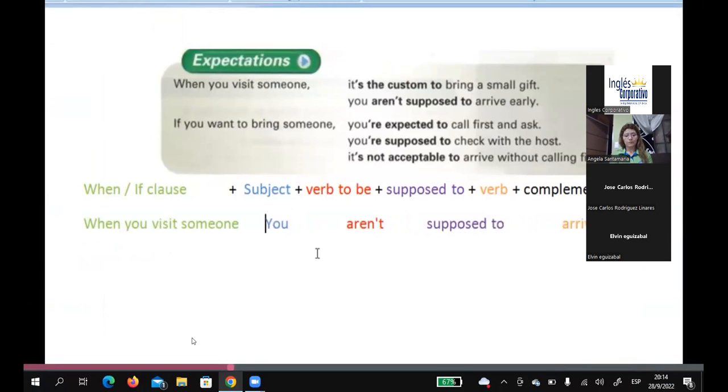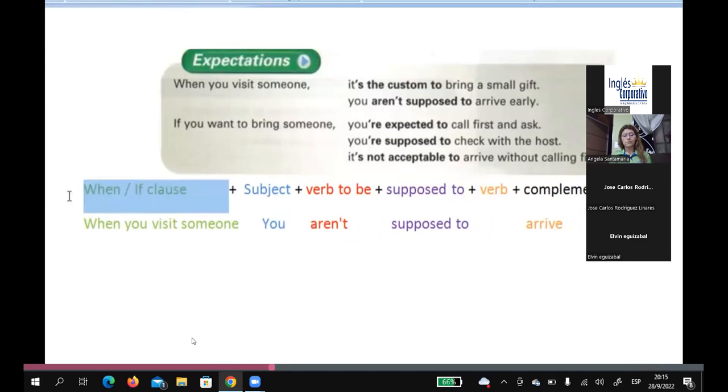All right. So what I want to do at this point is just point out the following. The structure, the way that it works, is either we're going to use a when or an if clause. And what do I mean by a when clause? Well, it's this situation that I mentioned here at the beginning. When you visit someone, right? If you want to bring someone. That's what I refer to when I say a when or an if clause. That's what should be here at the beginning.